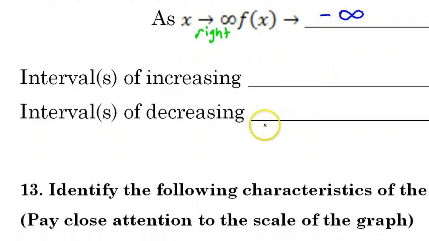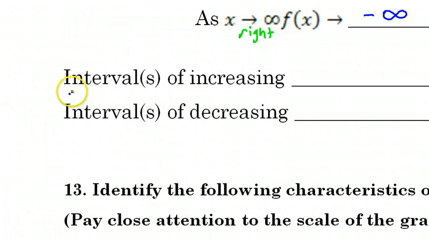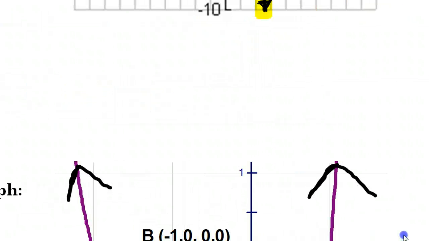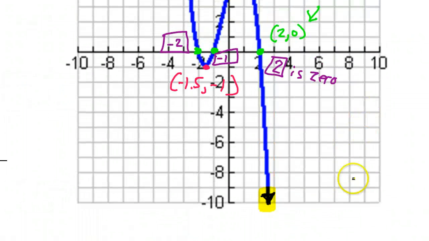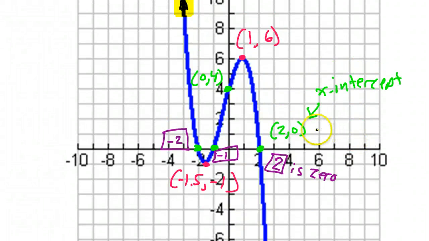Okay, now intervals of increasing and intervals of decreasing. These are always x values. Let me emphasize that to you. Intervals of increasing and intervals of decreasing, it's sort of like the domain. It's always the x value. So only look at the x-axis when you answer this question.